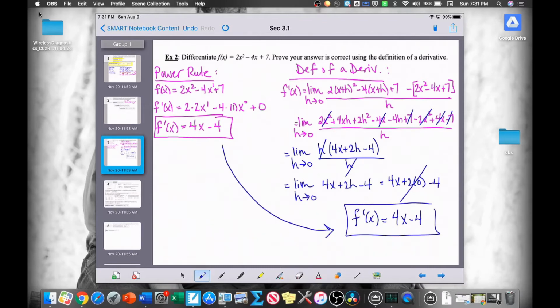So again, we get the same answer, but don't you prefer the power rule? I know I sure do. It's been a long time coming. I've been waiting for this day for a while.